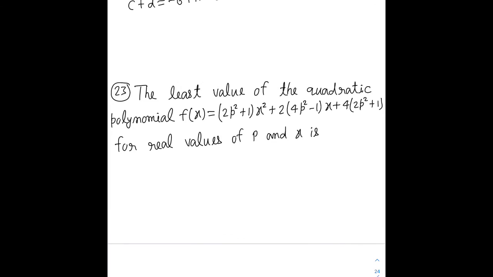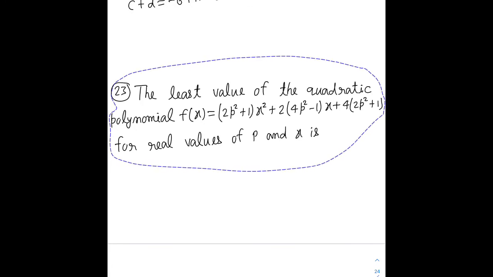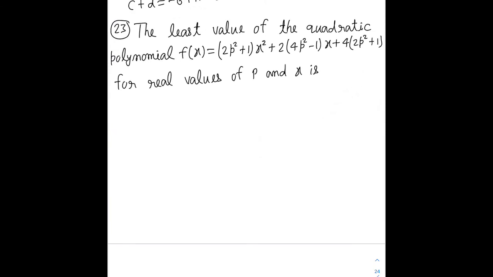Okay guys, then you have the next question. So you have to find the least value of the quadratic polynomial for real values of P and X.